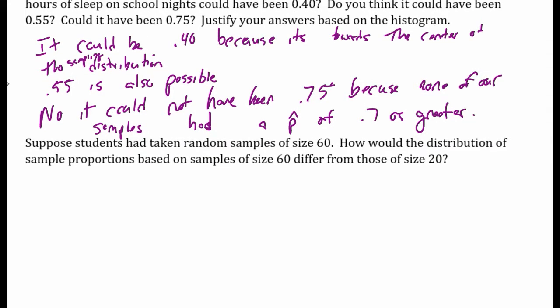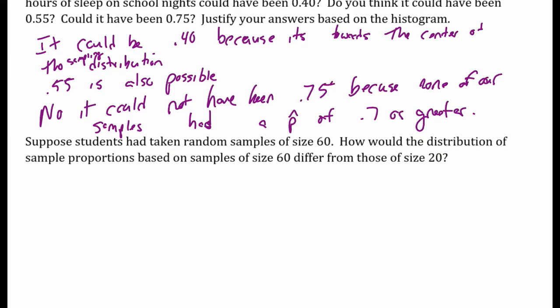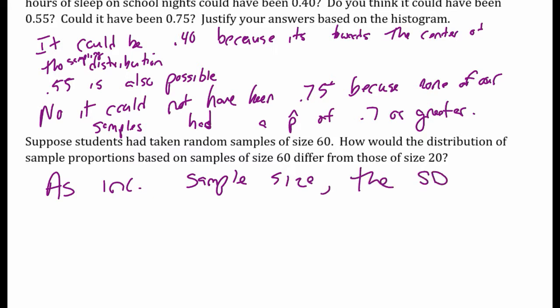Suppose students had taken a random sample of size 60. How would the distribution of sample proportions based on the sample size of 60 differ from size 20? So as we increase sample size, the standard deviation of our sampling distributions, the variation, decreases.